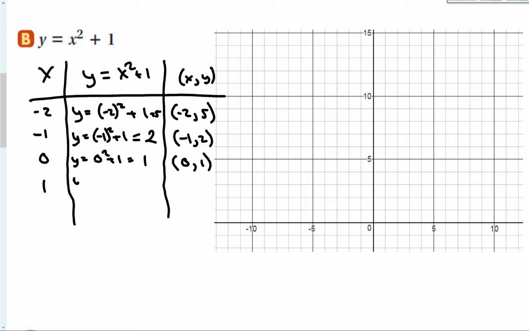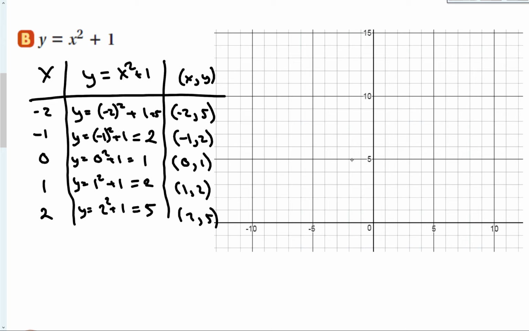Plug in 1, watch what happens here. That's 1 squared, which is 1, plus 1 gives me 2 again. And when I plug in 2, I get 2 squared, which is 4, plus 1 is 5. So we see another pattern happening in that I'm getting the same answers over and over again.